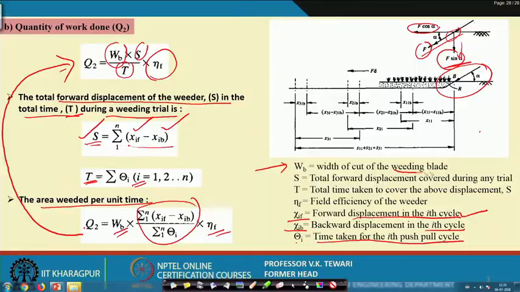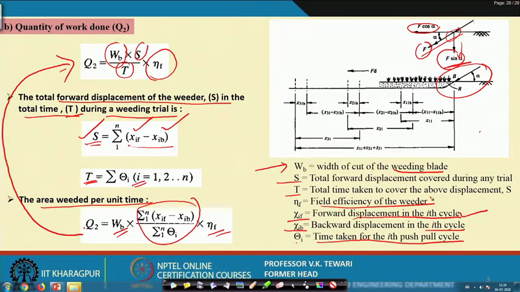But in this case, with forwarding we are going forward, and this is the best mode of operation, and that is why push pull type of cycles has been created to understand the mechanics of this. So, we have discussed this. The width of cut, WB, talks of the total width of cut of the weeding blade, S is the total forward, T as I said, and field efficiency of the weeder. So, these are the details of how the mechanics of push pull weeder works.